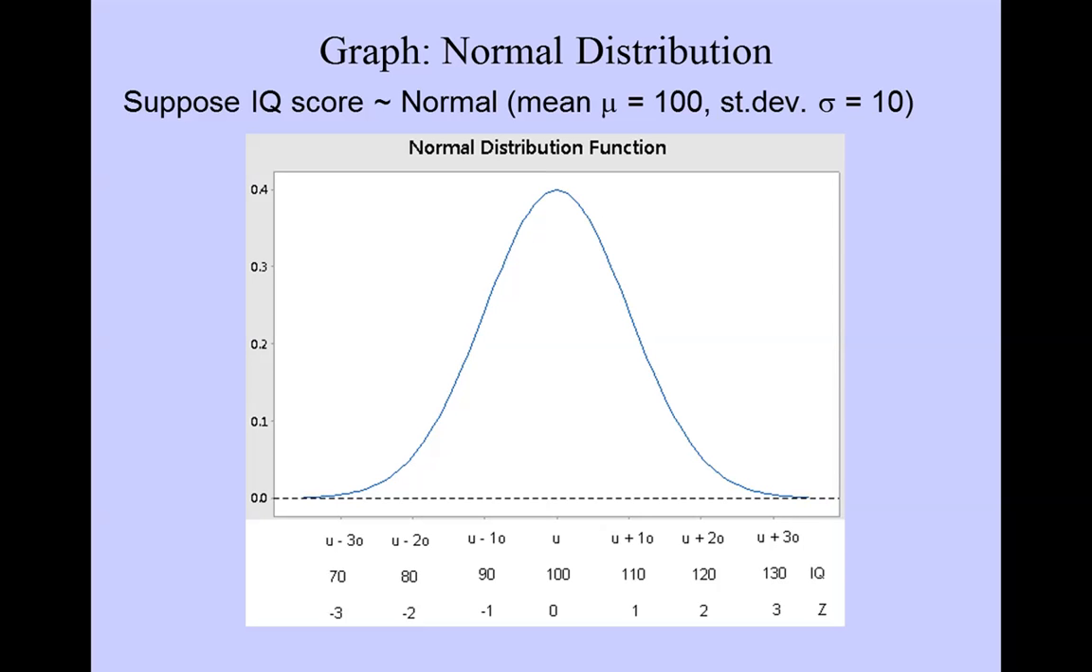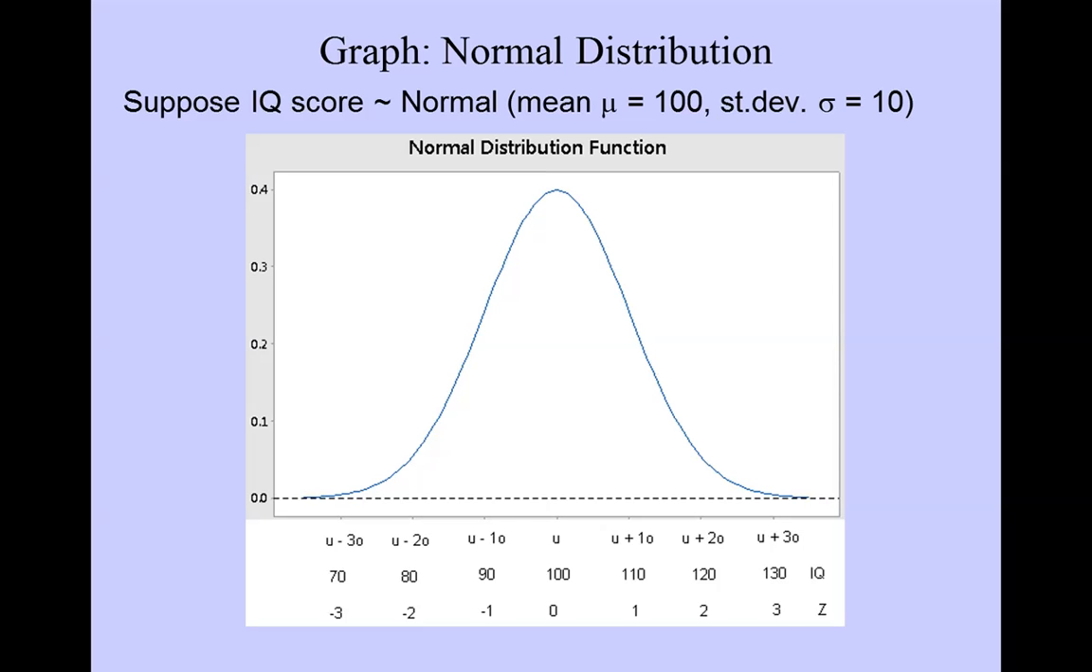Suppose IQ scores follow a normal distribution. That is what the tilde or squiggle means, where the mean is mu equal to 100 and the standard deviation is sigma equal to 10. Notice there's the general notation in the top line of the horizontal scale, the IQ values in the middle, and the standard normal or the z-score scale at the bottom.